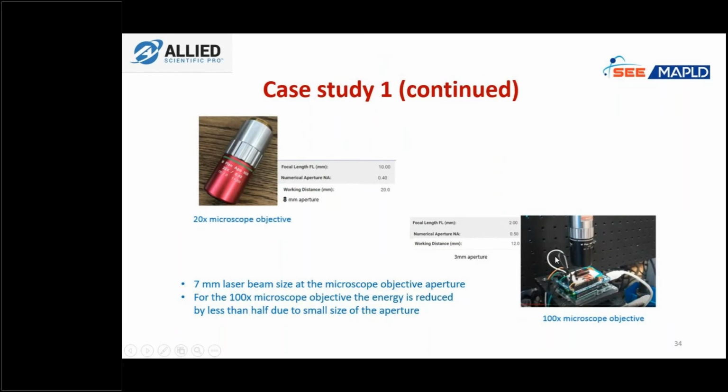The microscope objectives, we used 20 times and 100 times. And what is to be noted here is the 20 times has a wider aperture of 8 millimeters. So the laser beam has a diameter of 7 millimeter when it gets to the microscope objective. So all of it will get through, but the 100 times, which has a bigger magnification, would block some of the beam because it has only 3 millimeter aperture.